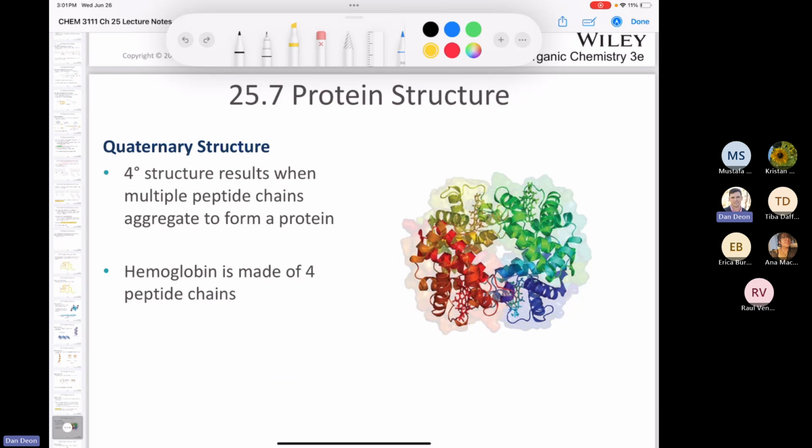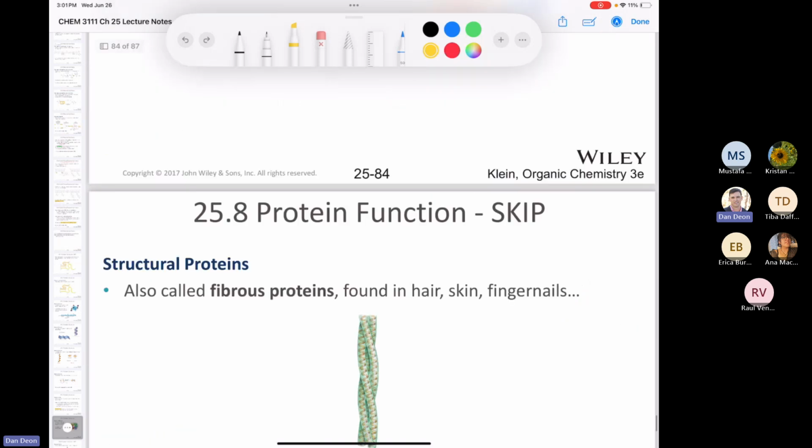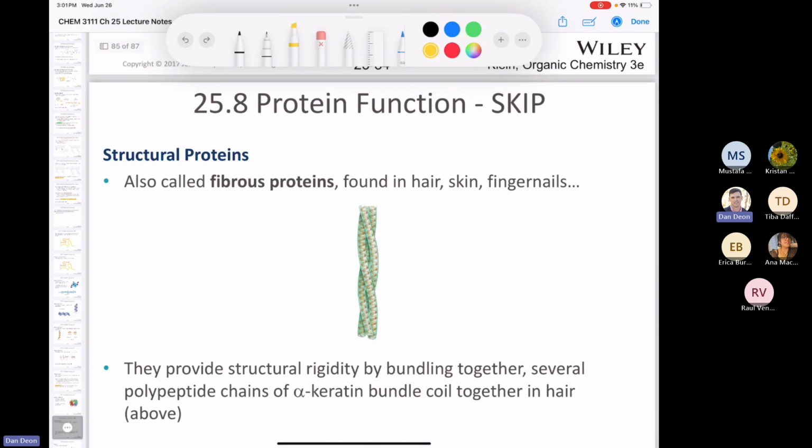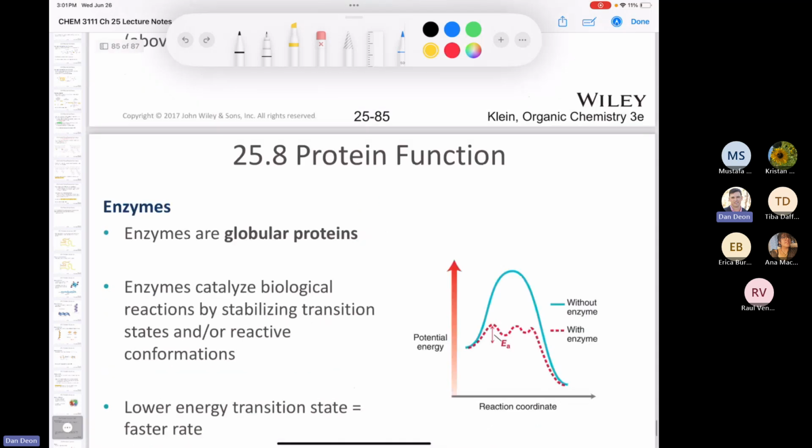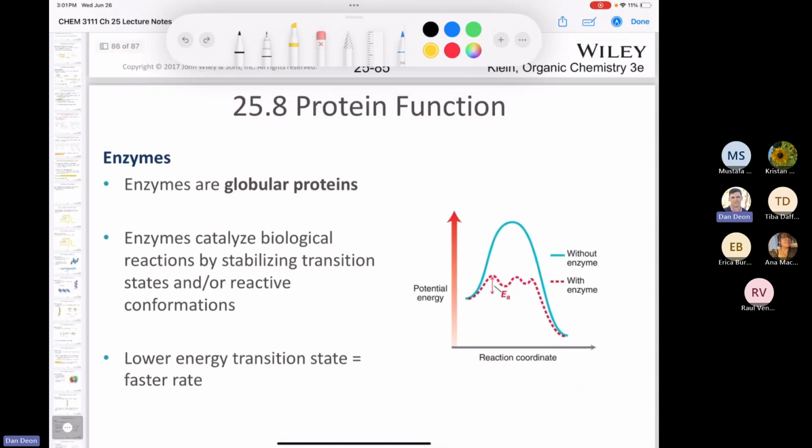So hemoglobin is a great example of that. It's got two alpha subunits, two beta subunits that you can read about. Also structural proteins like fibrous proteins like keratin and things like that. If you want to take the time to read up on those, that might be useful to look at fibrous proteins. And then enzymes, right?